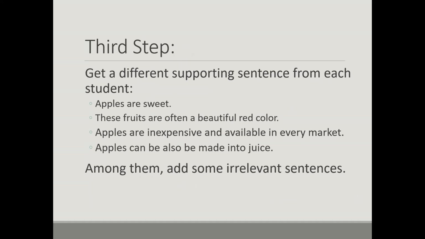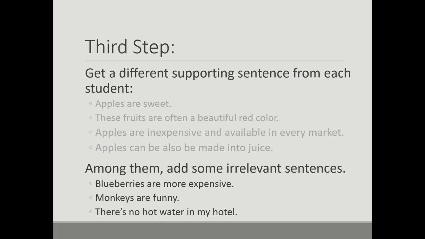Third step is you solicit a different supporting sentence from each student. Ask them, all right, why are apples good? And you put the ideas up on the board. Apples are sweet. These fruits are often a beautiful red color. Apples are inexpensive and available in every market. Apples can also be made into juice. And among them, you want to add a couple of irrelevant sentences, like blueberries are more expensive.